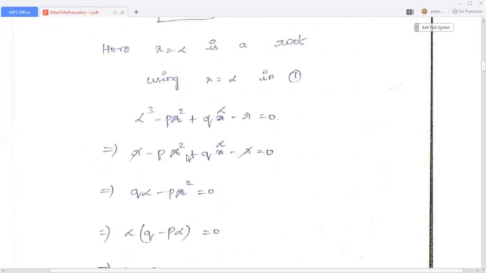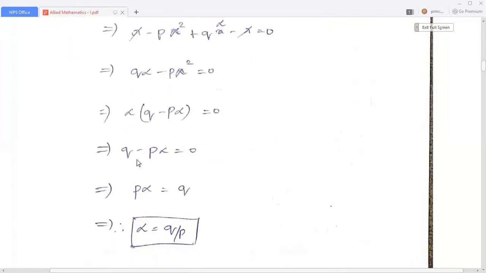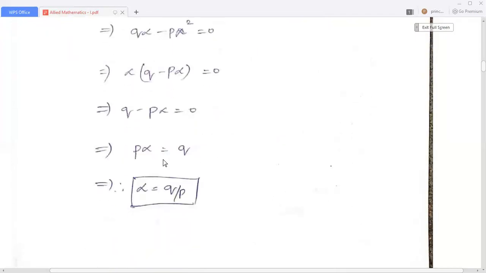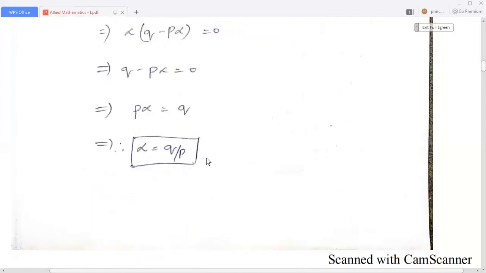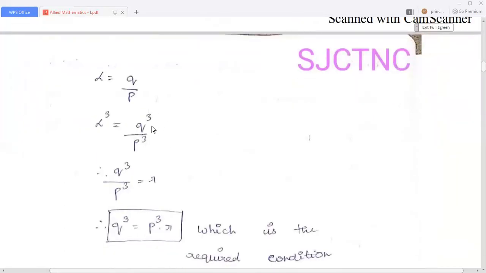When you simplify this, we get q alpha minus p alpha square equal to 0. Here we take the common element alpha: alpha into q minus p alpha equal to 0. This implies q minus p alpha equal to 0. This implies p alpha equal to q. Therefore, alpha equal to q by p. So alpha equal to q by p. Therefore, alpha cube equal to q cube by p cube.